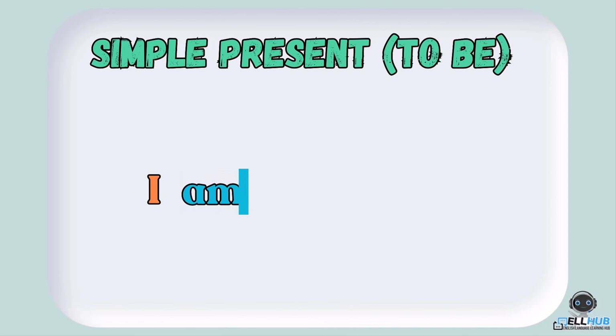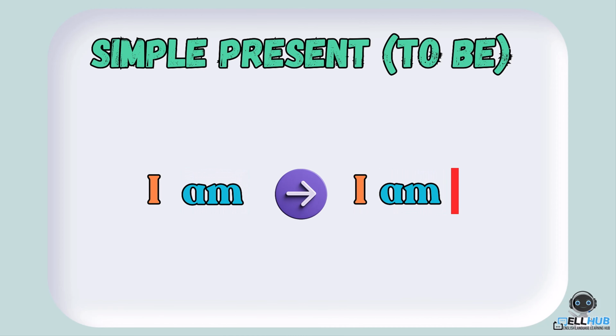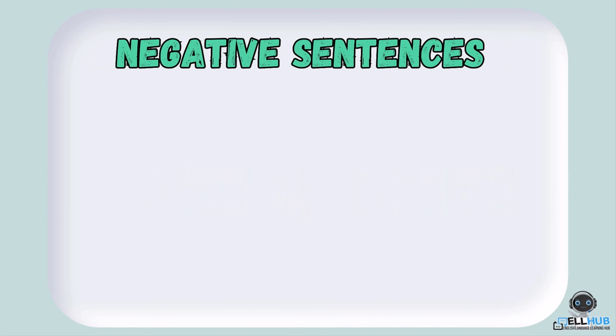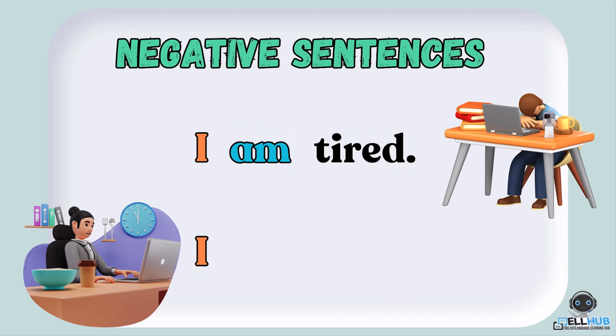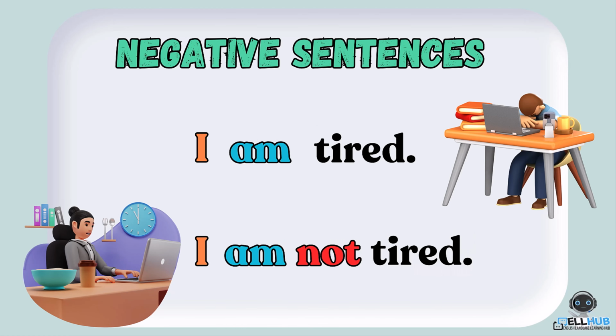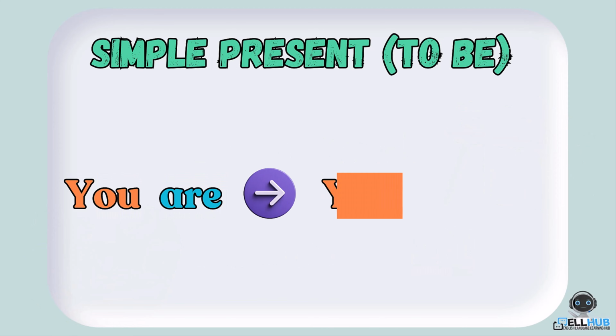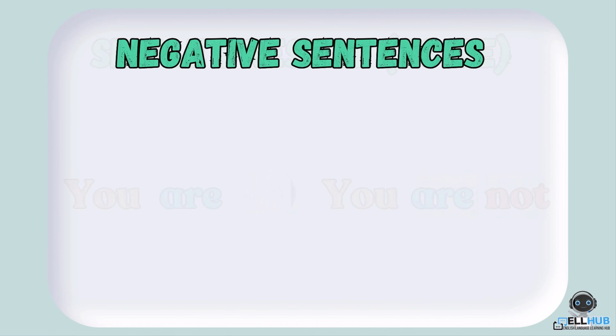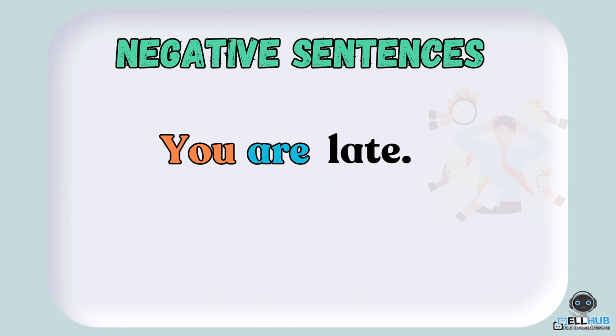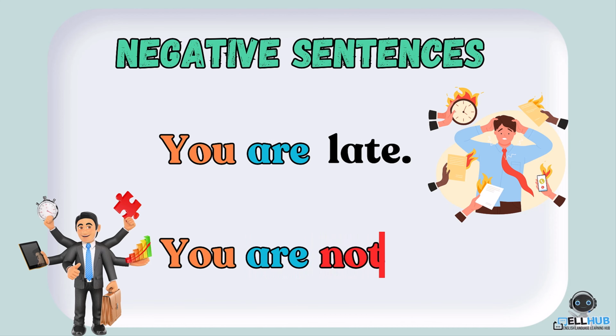For I am, the negative form is I am not. For example, I am tired in the negative form becomes I am not tired. For you are, we say you are not. So, you are late changes to you are not late.